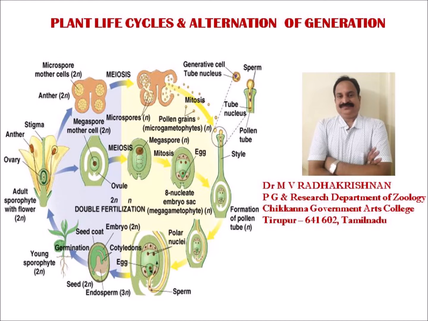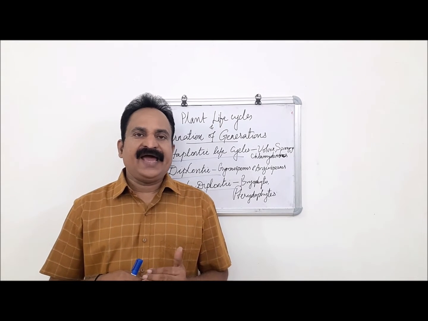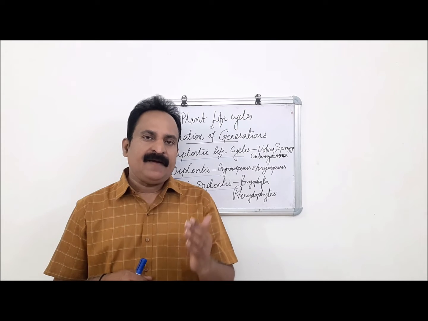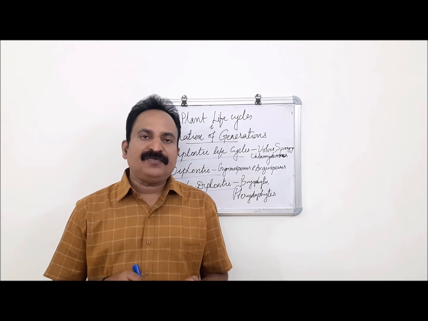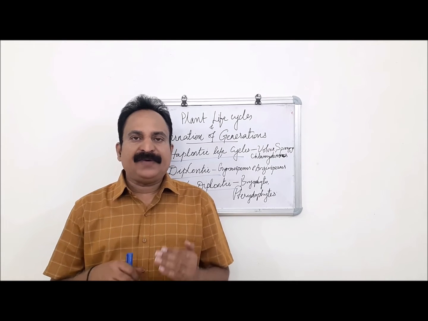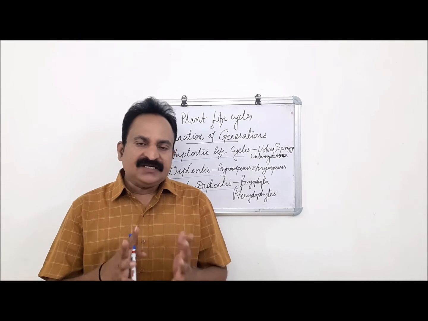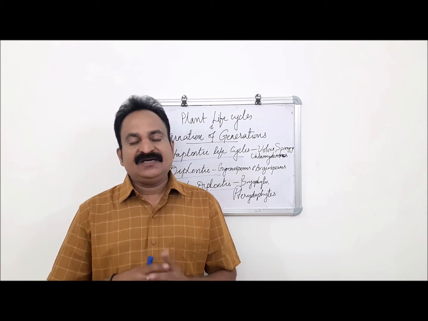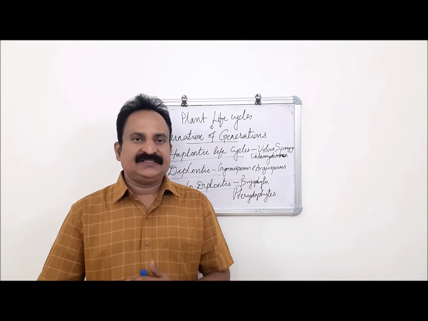Dear students, the topic is plant life cycles and alternation of generation. In plants, both haploid and diploid cells can divide by mitosis. This results in the formation of haploid and diploid plant bodies. The haploid plant body can produce gametes by mitosis. This haploid plant body which produces gametes is called gametophyte.